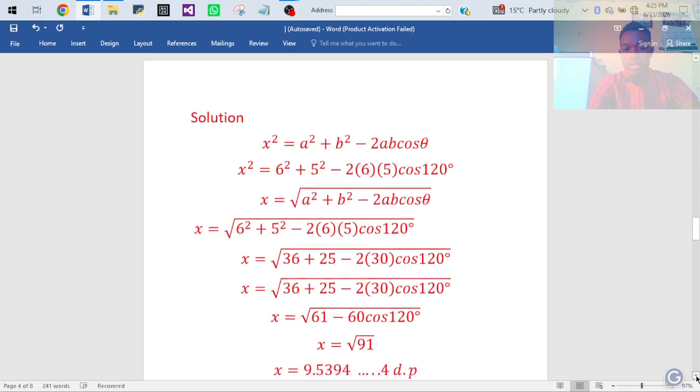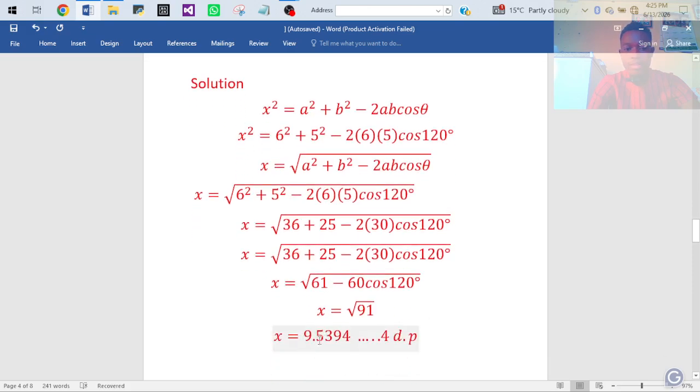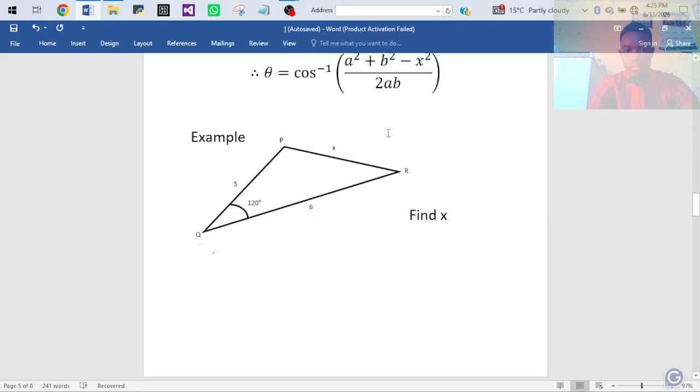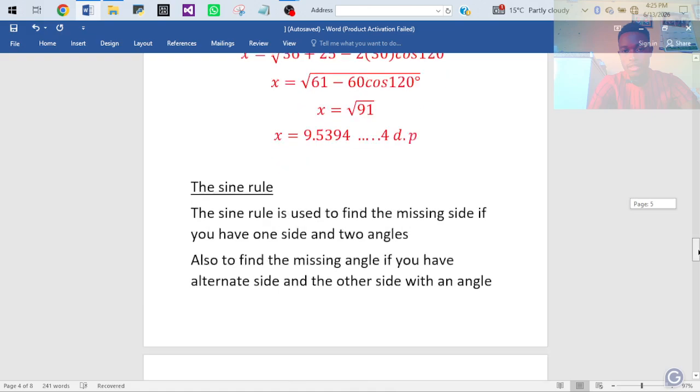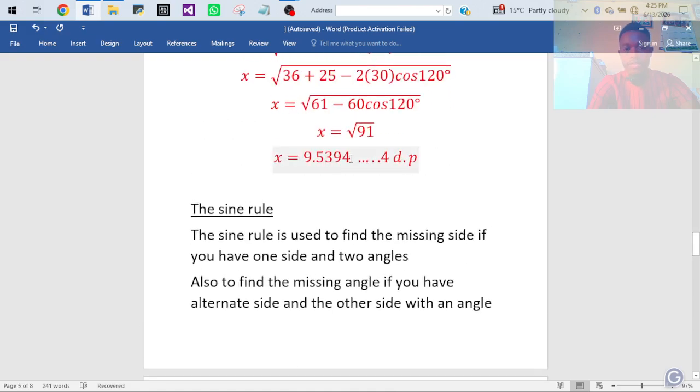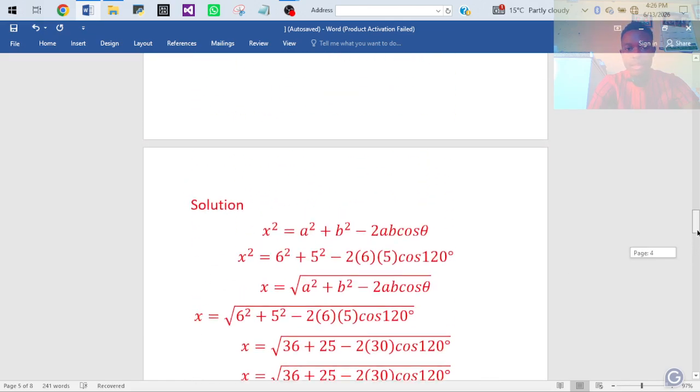So the square root of 91 is 9.53. I just put it to two decimal places. So x becomes this one. So x here becomes 9.5. So this side is 7.5394 here in 4 decimal places. So this is how you calculate the missing side.